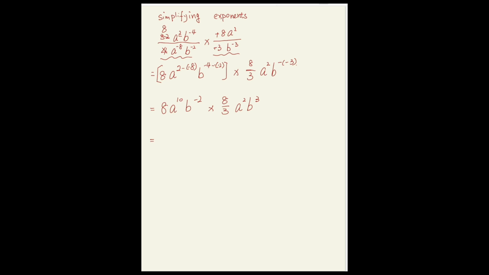So we can multiply together. The coefficient is 64 over 3, and a is 10 plus 2, and for b it is negative 2 plus 3. It equals 64 over 3, a to the power of 12, and b to the power of 1. We don't need to write the 1 here, so we can erase it.